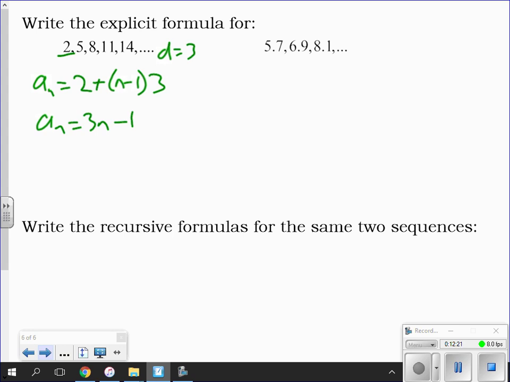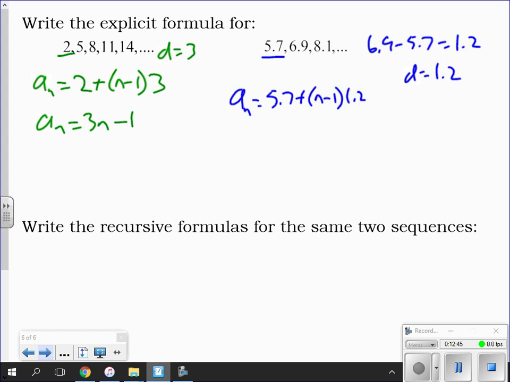So if I go to this one, I get the same thing. Here's my first term, and I need to figure out what my D is. So if I take 6.9 minus 5.7, I end up getting 1.2, so D is equal to 1.2. So A sub n is equal to the first number, 5.7, plus n minus 1 times 1.2. Okay, so if I simplify it out, A sub n is equal to 1.2n plus 4.5. There should be a 1.2 in there.